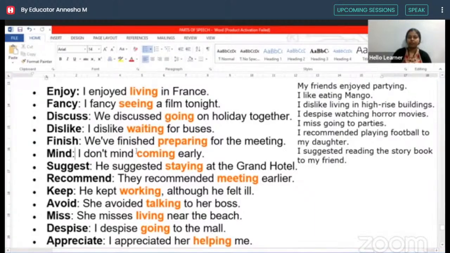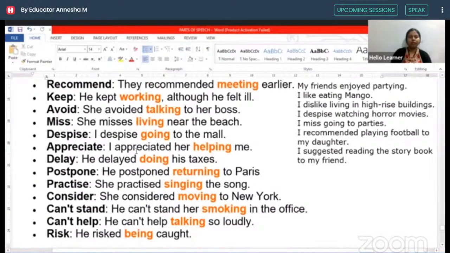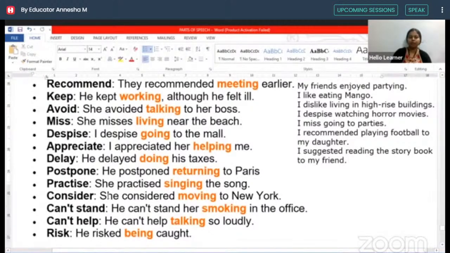चलिए. So some other verbs that we have missed are delay, postpone, practice, consider, can't stand, can't help, and risk. So I think you all know the meanings of these verbs. So he delayed doing his taxes. Don't delay going to the mall. Let's postpone returning home for now. Let's practice singing the song. Let's practice going to the market every day or walking every day. Okay, so all of these verbs also come under the same rule.